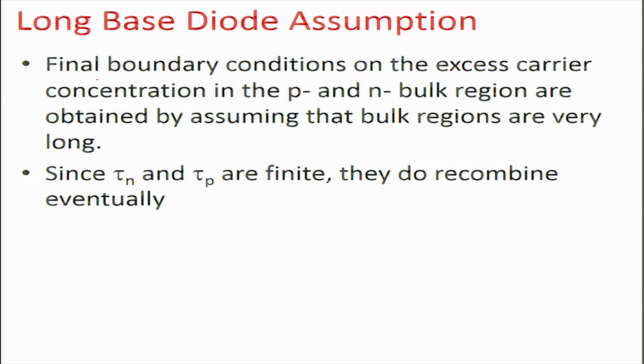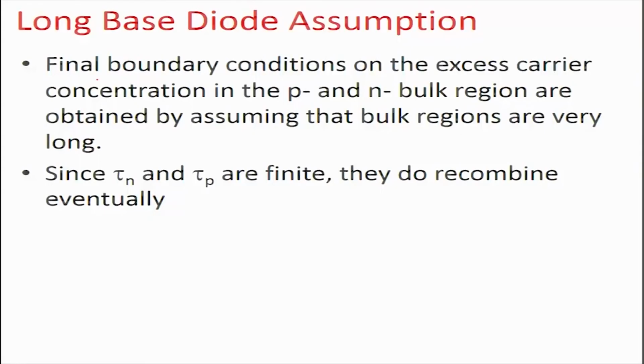Final boundary conditions on the excess carrier concentration, because remember we have got the expression for delta P, but we also have the recombination term in the minority carrier continuity equations that we wrote earlier. So we actually need to solve those equations, alright. For that we first need to assume that bulk regions are very long in comparison to the depletion region.